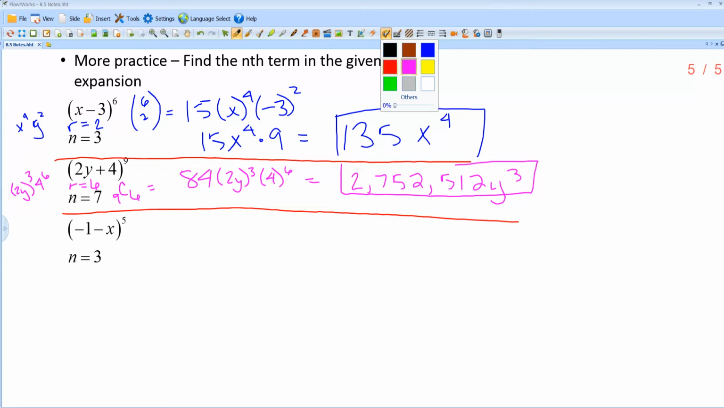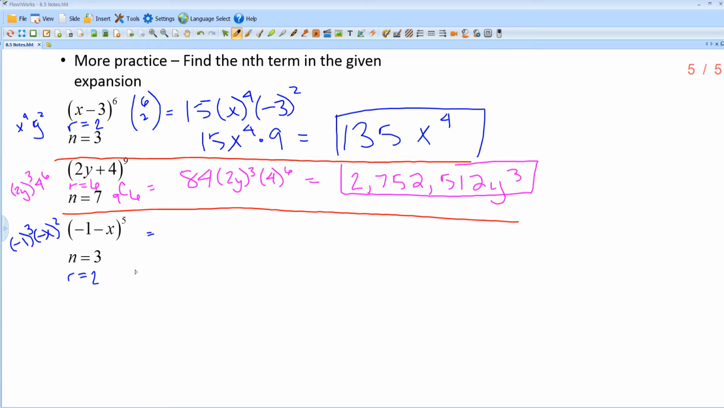All right, and our last problem, we sort of need a color here. We'll go back to blue. We're looking for n being 3, so we're looking for the third term, which means our r value is 2. r comes from the second term in the binomial, regardless of the fact that this is switched. So it's negative x to the second, which means that negative 1 must be being raised to the third power because the sum of these must be 5.